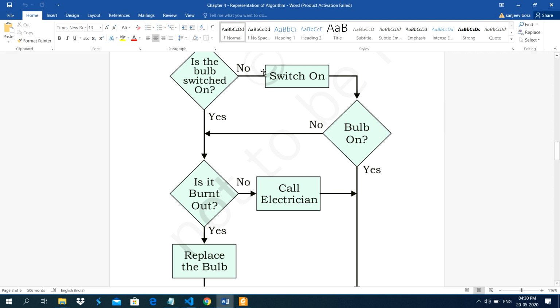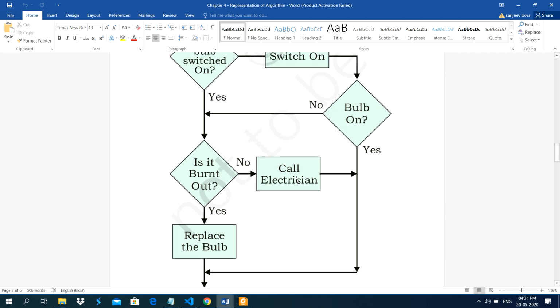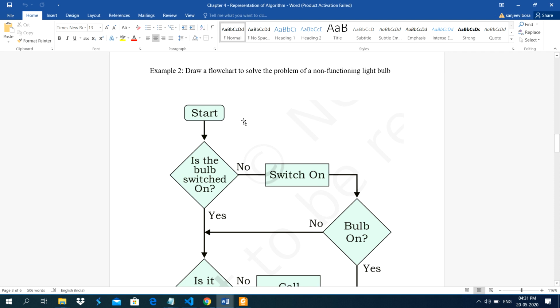No, call the electrician. See here, when the output of the first condition is no, then you switch on, and if the bulb is on, then you see here automatically the connector arrow is going to the stop. If it is burnt out, it means there is a need of calling an electrician, then after that again this arrow is going to the stop step. If the bulb is burnt out, if it is yes, then you replace the bulb, and then after that at the end is stop here. In this way the problem is solved.